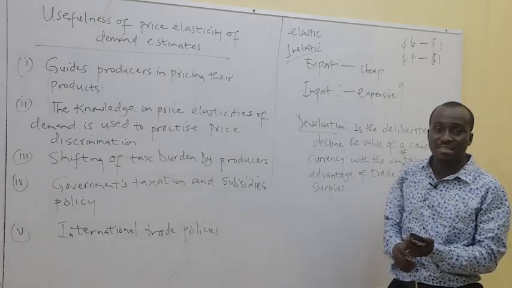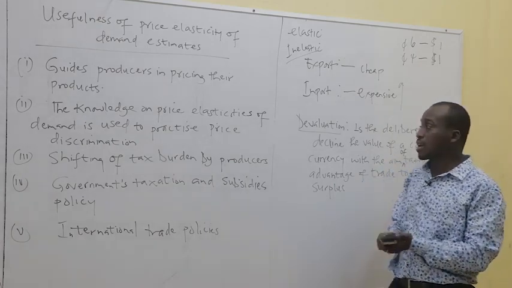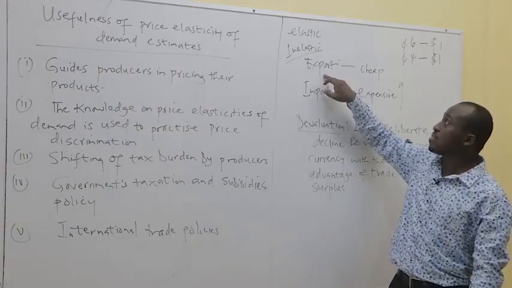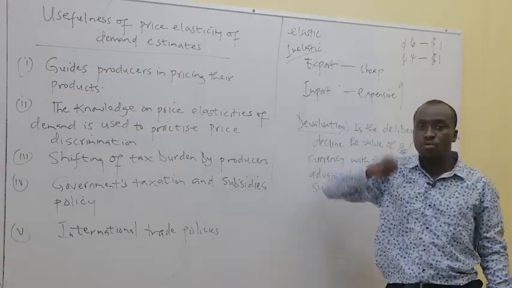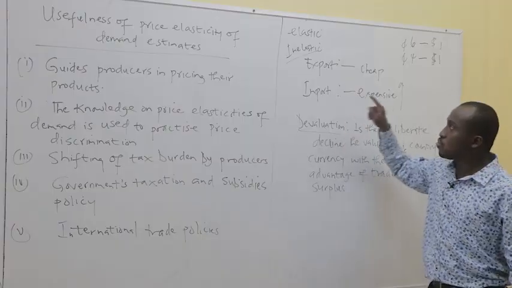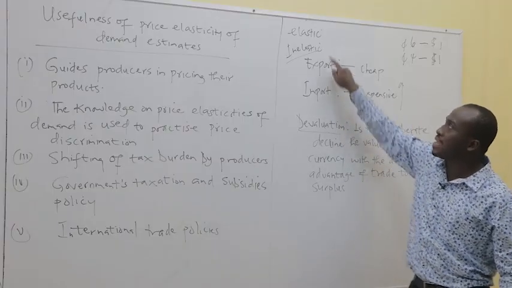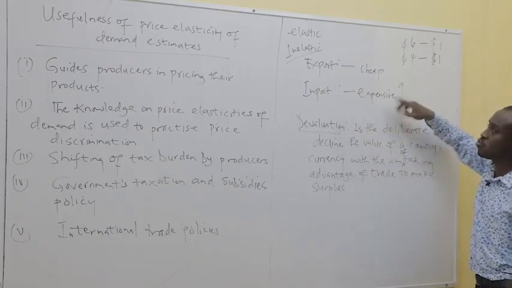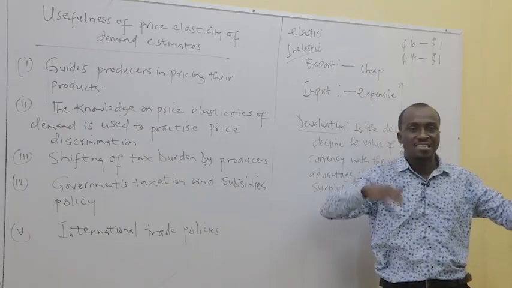So for you to devalue your currency, number 1, you should be able to export more, so that when exports become cheap, you export more and make more revenue. Number 2, your citizens' demand for imports should be elastic, so that when imported goods become expensive, they will stop buying, and they save the economy from excessive importation.